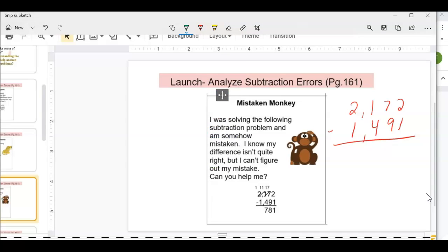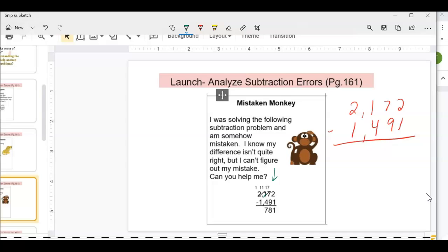And 2 in the ones column, once again, we're starting there. 2 minus 1 is 1, that is correct. You've got 7 minus 9. The monkey knew that you couldn't do that. You had to ungroup, so the monkey ungrouped over here. And that 7 now becomes 17. So 17 minus 9, 8. That is correct. So now let's go on to the hundreds.